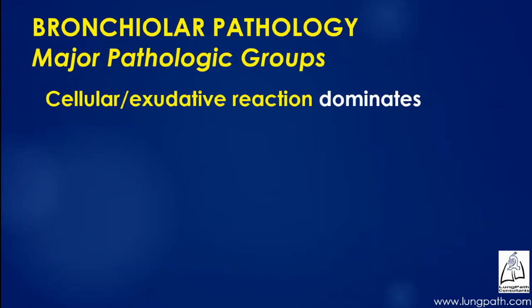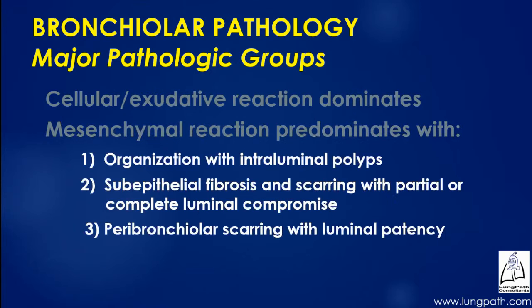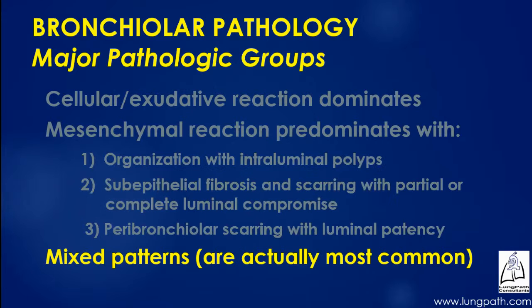Well, I divide bronchiolar pathology into these groups: the ones where the cellular or exudative reaction dominates, and the ones where the mesenchymal reaction dominates, and there are 3 different mesenchymal reactions. I've showed you the first 2, and the third one we saw earlier, peribronchiolar scarring. We'll talk about that a little later. Mixed patterns are actually most common, but in order to understand airway pathology, it's useful to divide it up into these categories to understand them separately first.